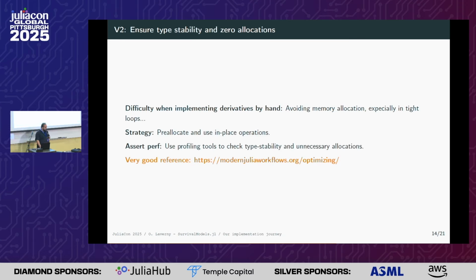You need profiling tools, so there is the @profview. You need to check allocation with AllocCheck.jl, type stability, etc. So once this is done, and once we are sure that the code is as performant as it could be, you can't do much more.